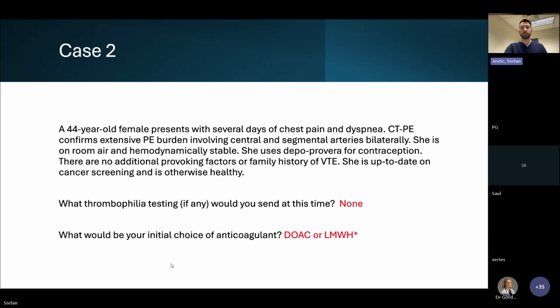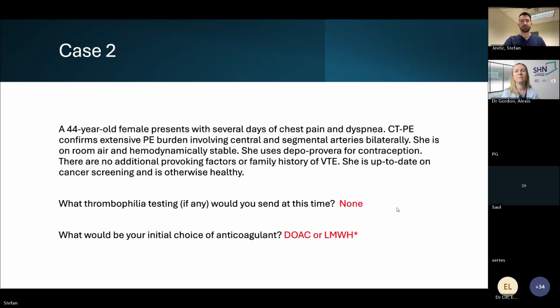Any questions, comments about thrombophilia and this patient scenario? Yes. Thank you. I think some of these questions you've alluded to.